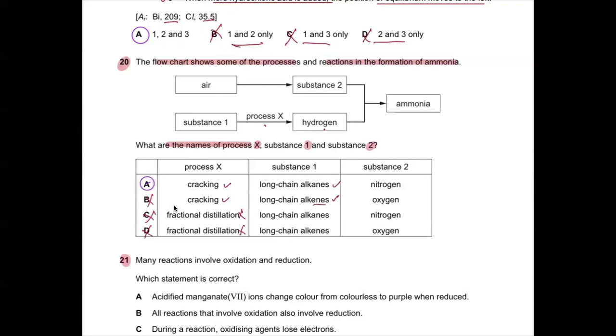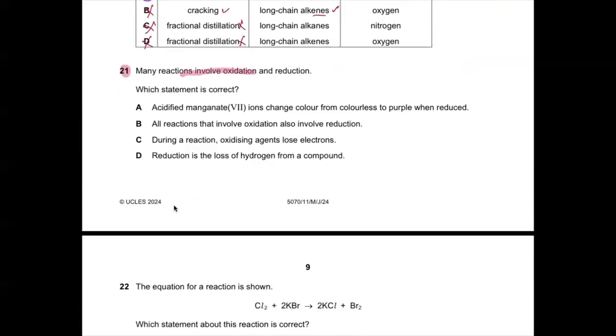Now, MCQ number 21. Many reactions involve oxidation and reduction. Which statement is correct? Acidified manganate(VII) ions change color from colorless to purple. No, it goes from purple to colorless. So A goes wrong. All reactions that involve oxidation also involve reduction. Yes, that is correct. Oxidation and reduction occur simultaneously.